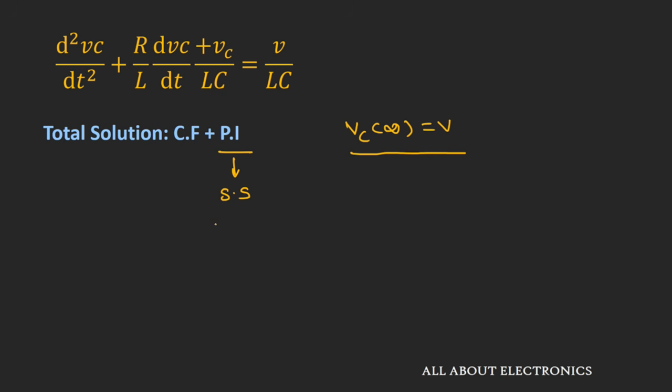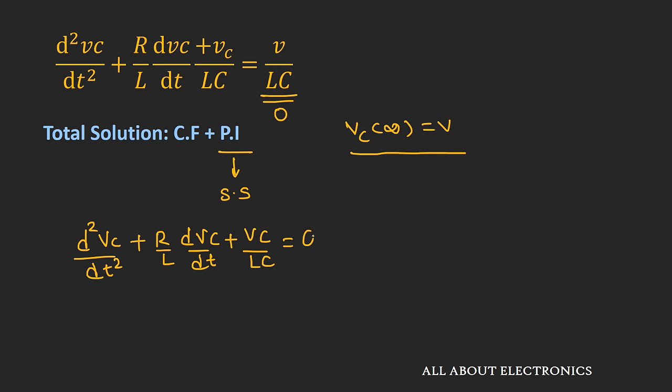So for that we will consider this term as 0. That means there is no excitation in the circuit. And if we rewrite the equation, then we can write it as d square Vc over dt square plus R by L into dVc by dt plus Vc divided by LC, that is equal to 0. And let us assume that here d by dt is nothing but a capital D. So the characteristic equation can be written as D square plus R by L into D plus 1 over LC, that is equal to 0.